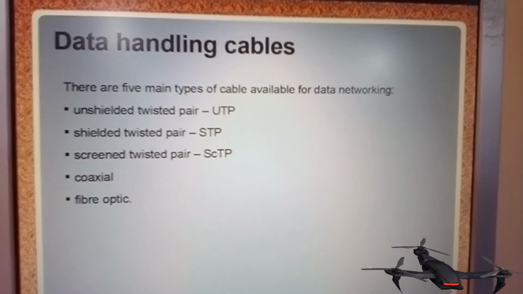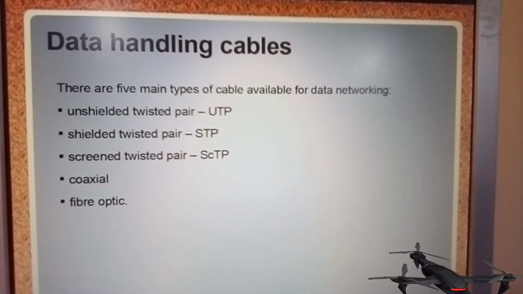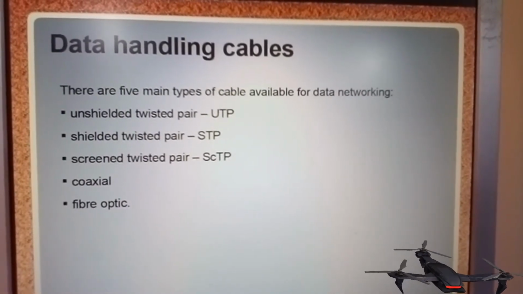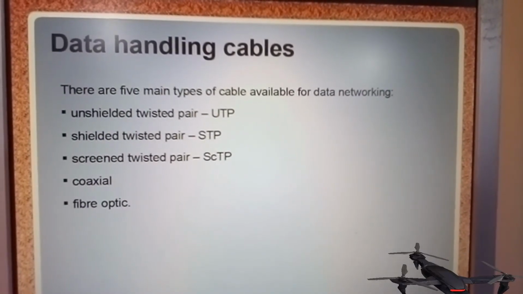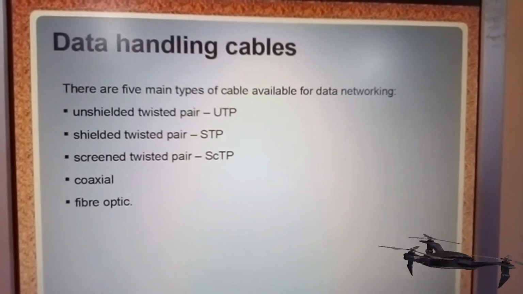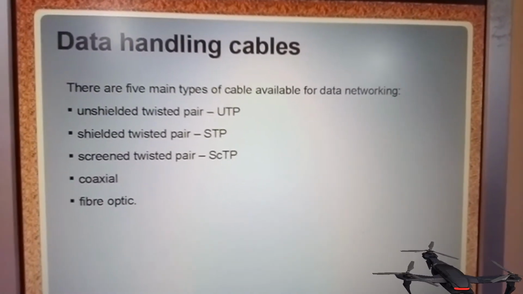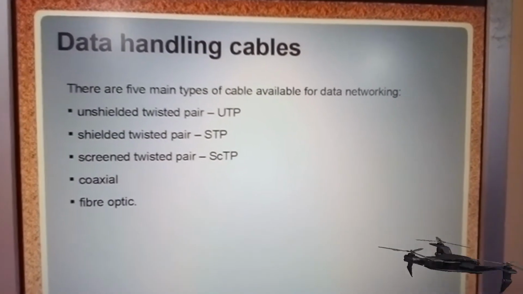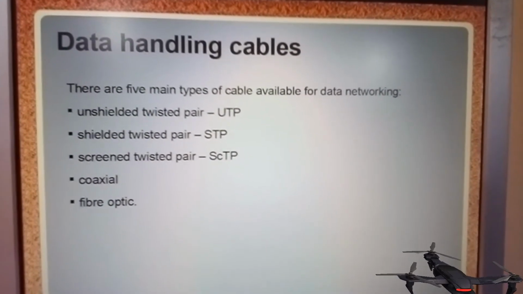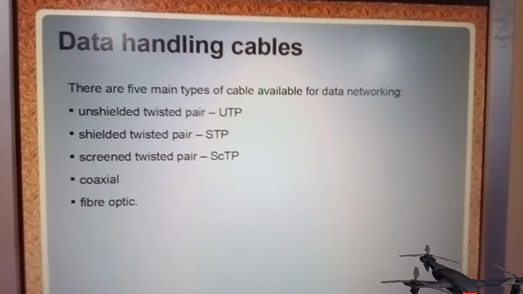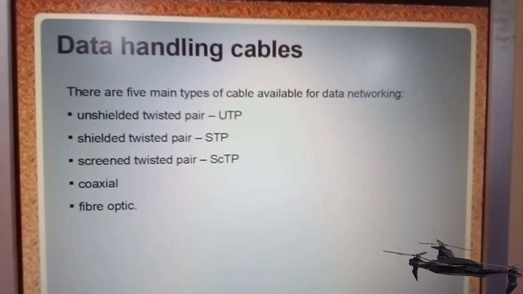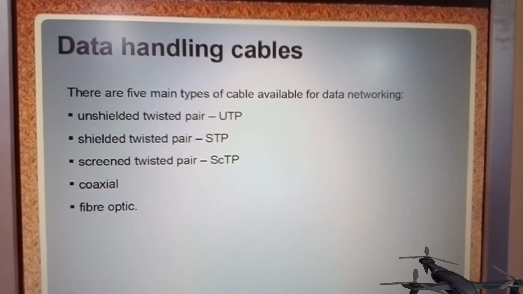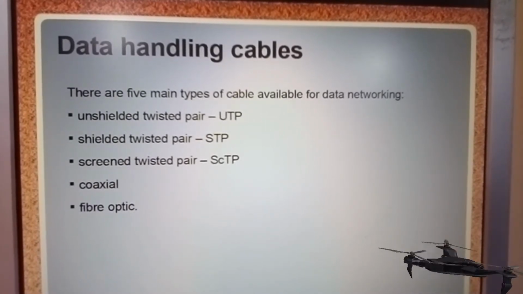Data handling cables. Now, there are 5 main types of cable available for data networking. This can be updated because we're now going to 5G, and again that might require a different type of cable. So allow for the fact that there could be future development. So: unshielded twisted pair, shielded twisted pair, screen twisted pair, coaxial, fiber optics.